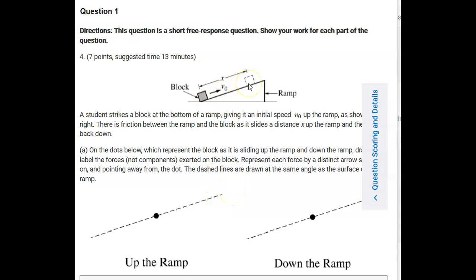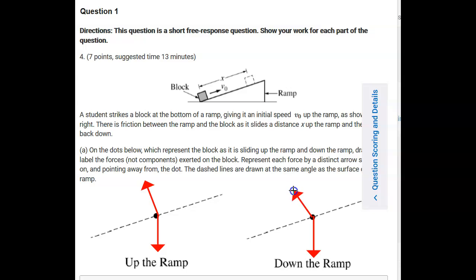Block goes up the ramp some distance. And the first thing that we need to do is think about the free body diagram as this goes up the ramp and down the ramp. Of course, in both cases, you're going to have gravity acting down, and you're going to have the normal force making sure it's perpendicular to the surface, and that's not going to change whether or not it goes up or down the ramp. That's going to be the same.